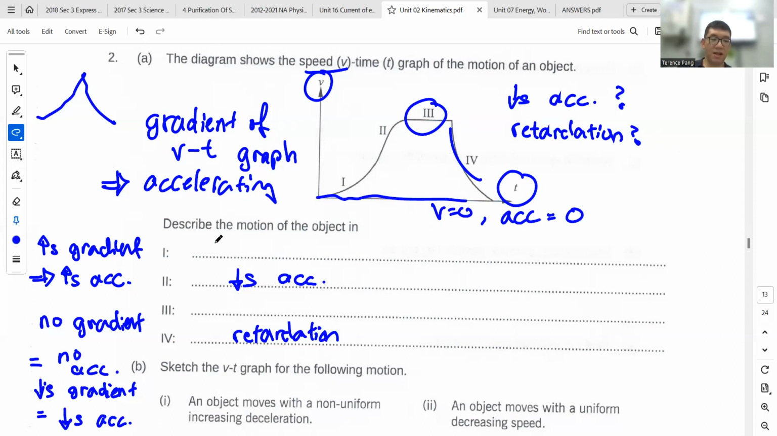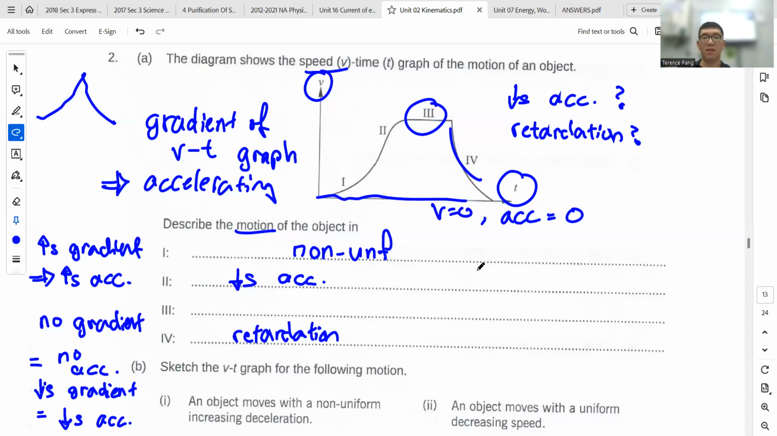Okay, so now we have some answers here. Let's fill in the rest. What is I? Describe the motion of the object in I. Moving at a non-uniform increasing speed. Non-uniform increasing speed. Your keyword is acceleration. It feels like there's a mismatch of keywords, so you've got to be careful and cautious about that.